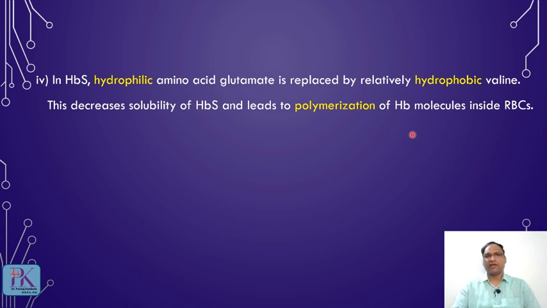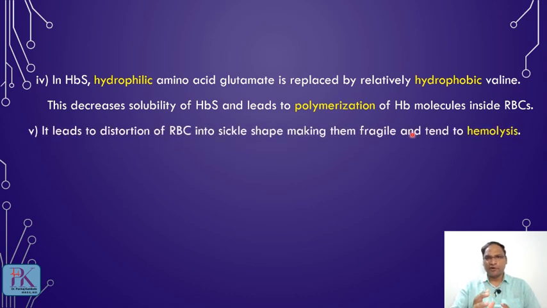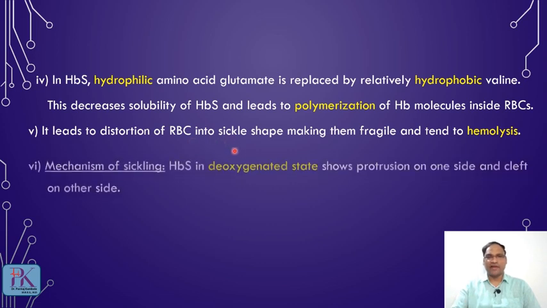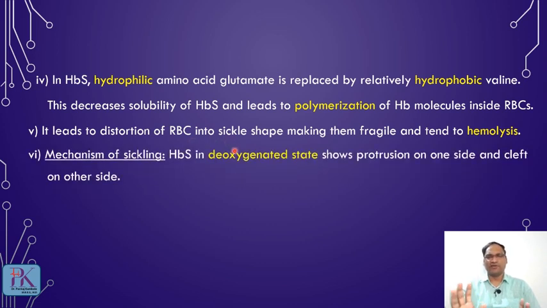So hydrophilic is replaced by hydrophobic, solubility of HbS is decreased, and there is polymerization of hemoglobin molecules inside the RBC. Due to this polymerization, the RBC is distorted into sickle shape, which makes them fragile, and there is a tendency for hemolysis. As the RBC shapes are changed to sickle shape, that is why it is called sickle cell anemia. What is the mechanism of sickling? Just in brief, because the question is not specific, just like the previous question where you just mention 4 enzymes and get 2 marks. So just in brief, you should write this.